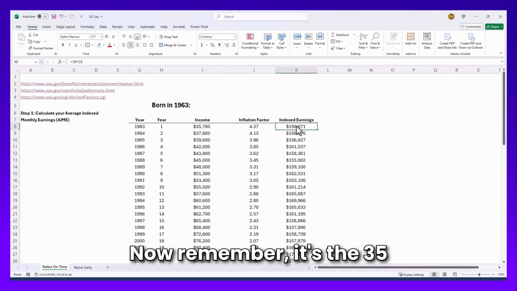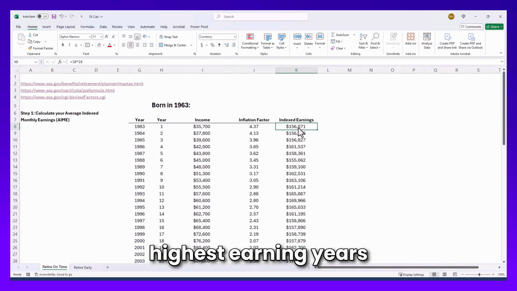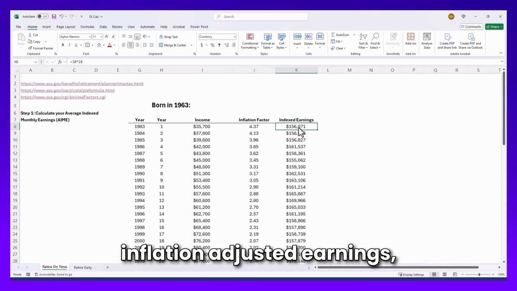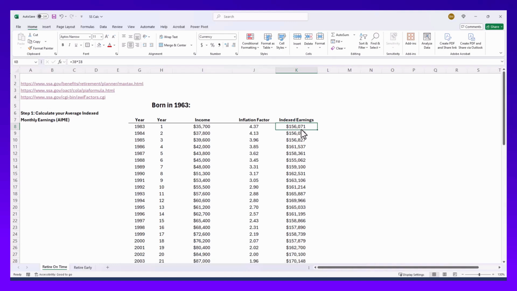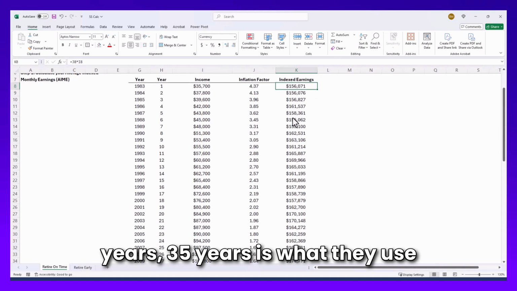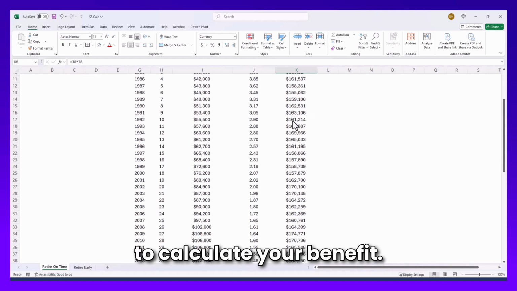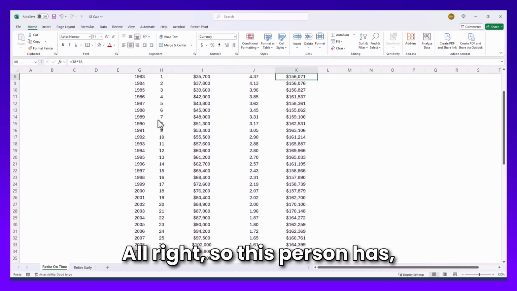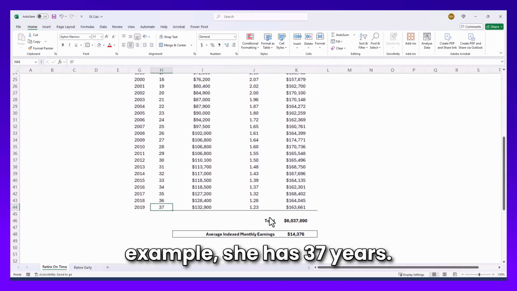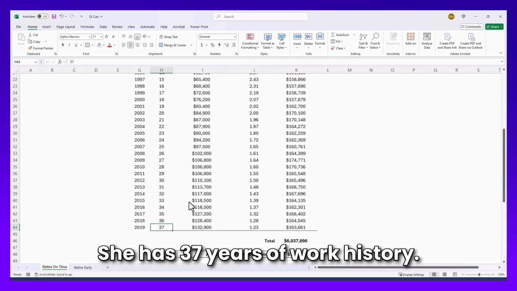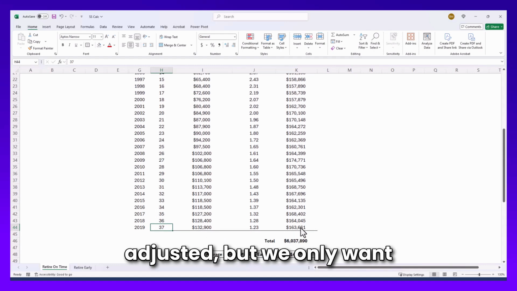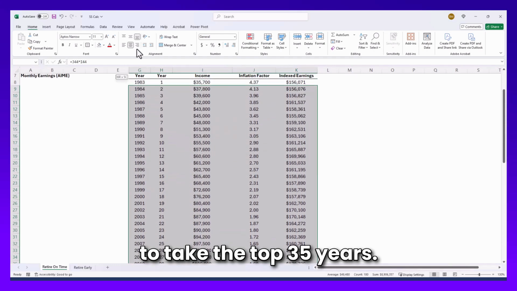Now remember, it's the 35 highest earning years of inflation-adjusted earnings, indexed earnings. So only 10 years to qualify, but 35 years is what they use to calculate your benefit. In this example, she has 37 years of work history. Well, she only needs 35. So we have inflation adjusted, but we only want to take the top 35 years.